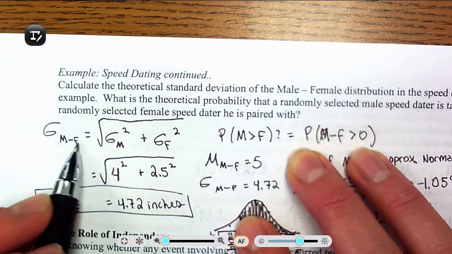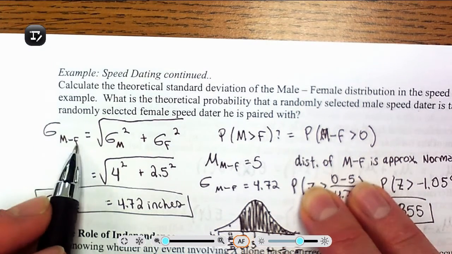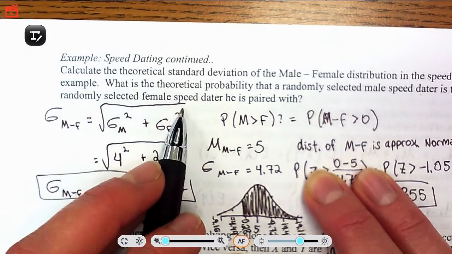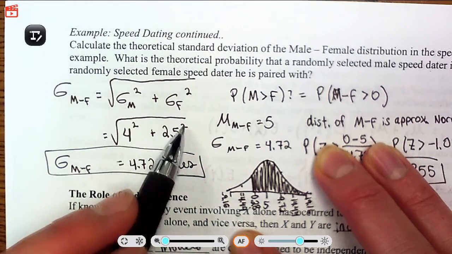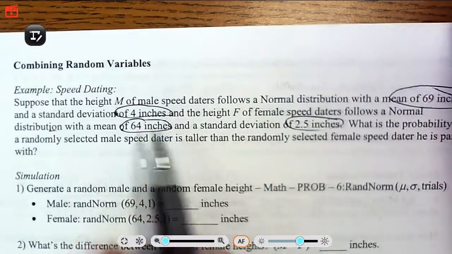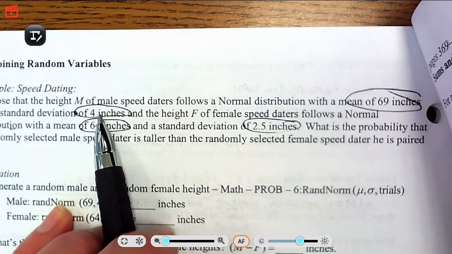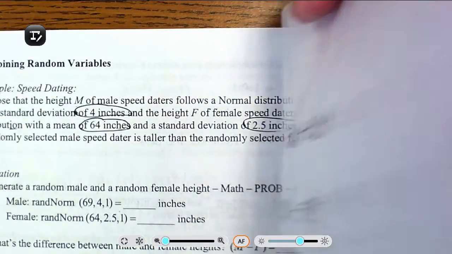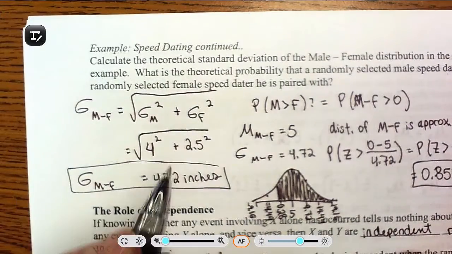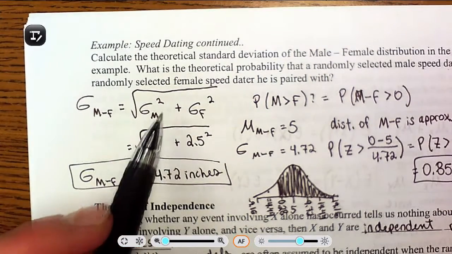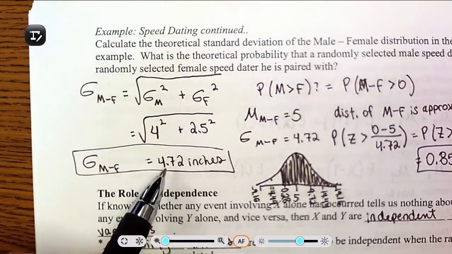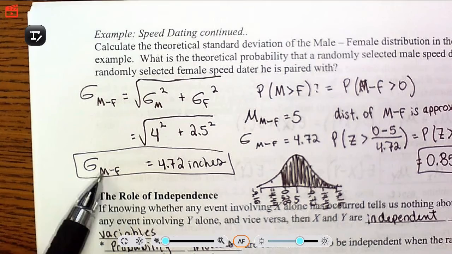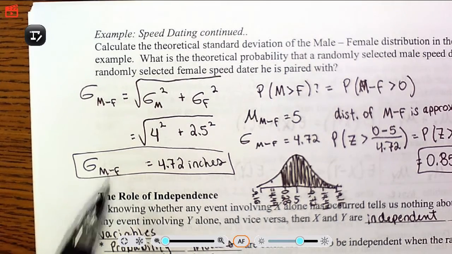So sigma M minus F is equal to sigma M squared plus sigma F squared, square rooted. So we're going to say 4 squared plus 2.5 squared, using those numbers from the page before. A male's height has a standard deviation of 4, and a female's height has a standard deviation of 2.5. So what is the standard deviation of their difference in heights? We're going to add the variances and then square root, and we get 4.72 inches as the standard deviation of the distribution of their differences in height.